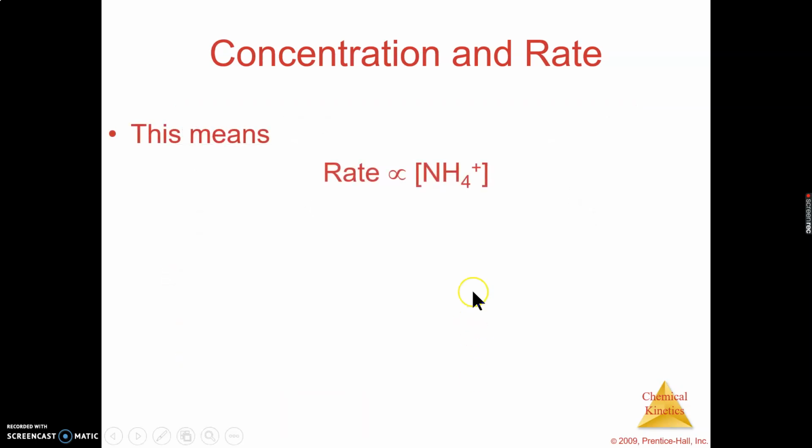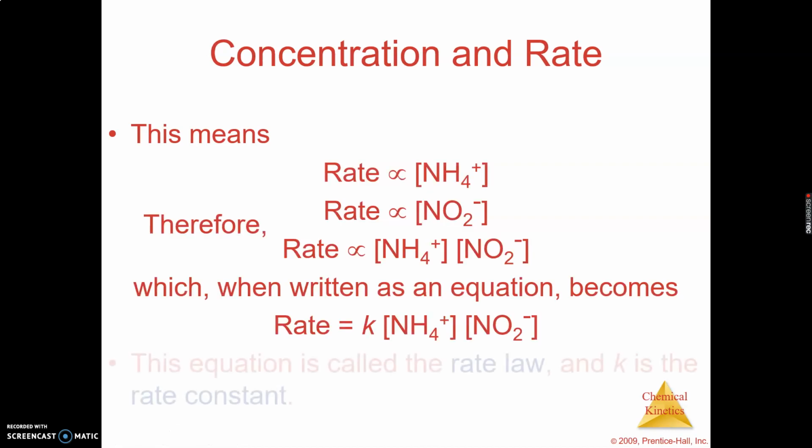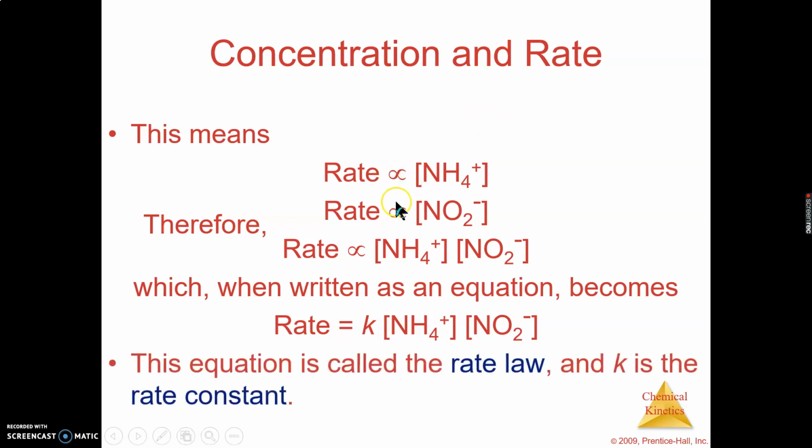And so what we know, and remember this sign just means proportional to, we know, again, this chapter that we're dealing with is chemical kinetics. Chemical kinetics is dealing with how fast the reaction occurs or what is the rate. And so this symbol here just means proportional to. So we know that the rate is proportional to NH4 plus. We know that the rate is also proportional to NO2 minus. So we can write an equation here, and this says the rate is proportional to the concentration of NH4 plus times the concentration of NO2 minus.